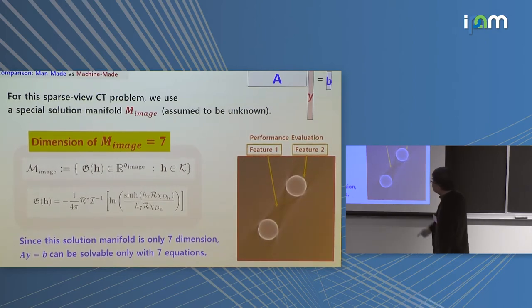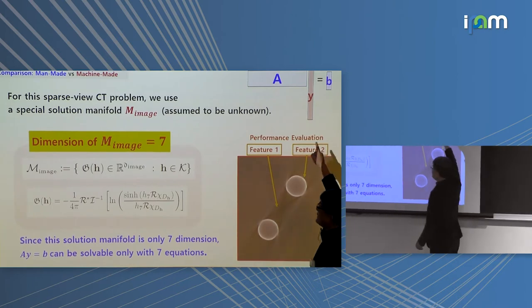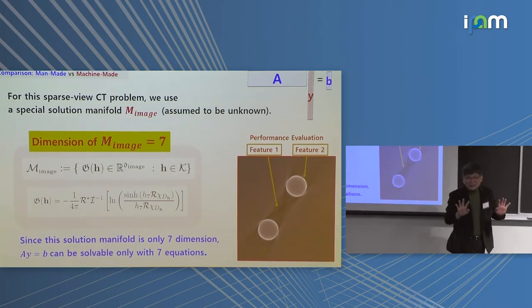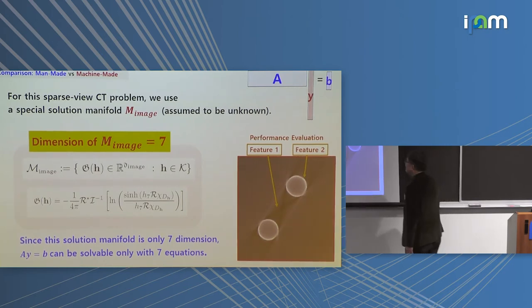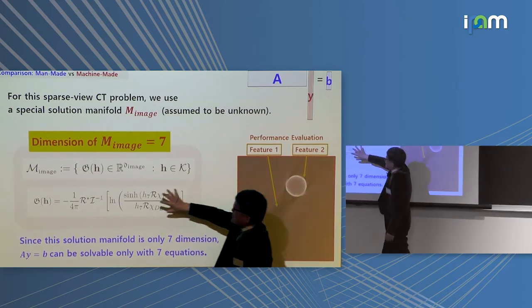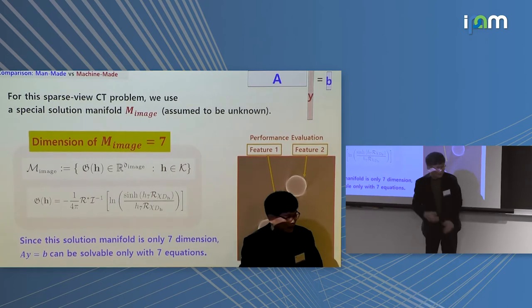So because of this seven dimensions, if you have just seven data, you can solve this problem. Yeah, seven, you can solve it. But assume you do not know this, then how can you solve it?